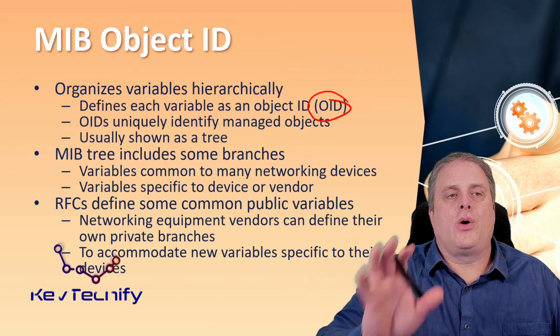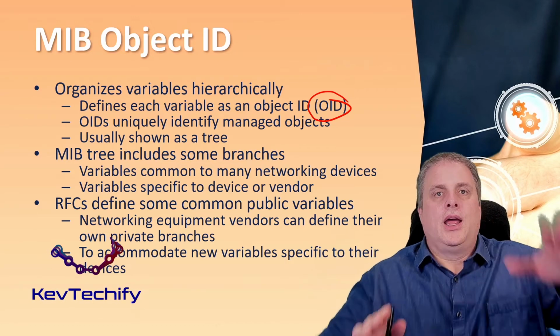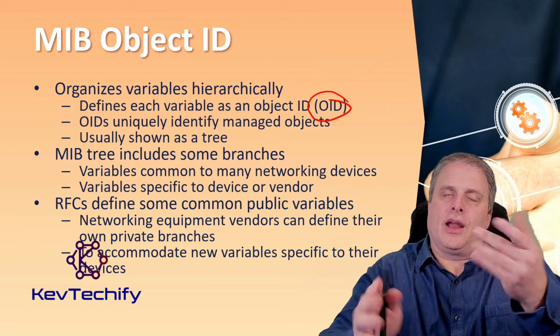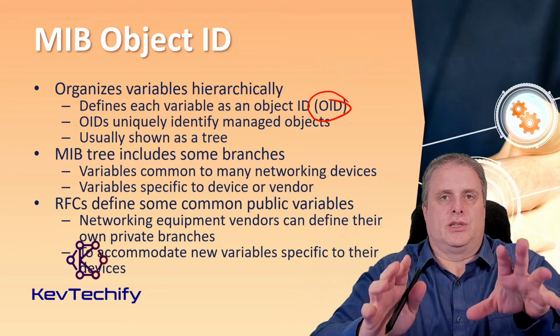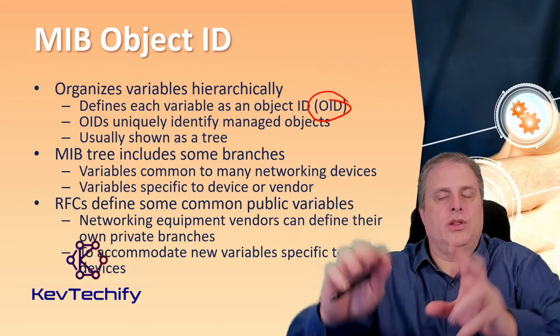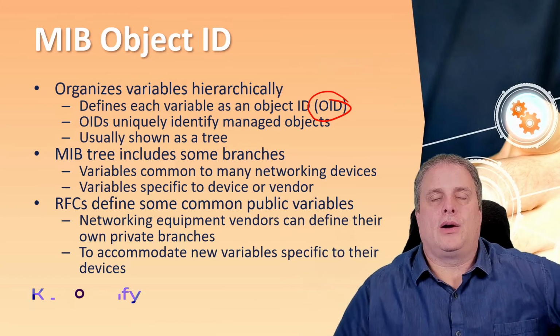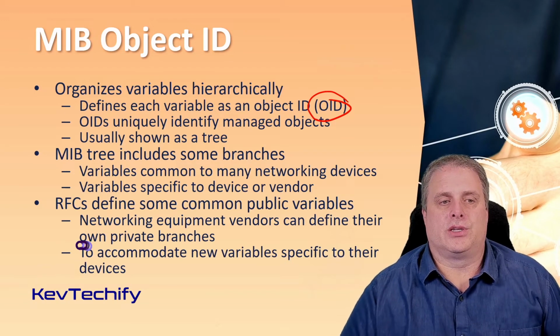We usually show all of these OIDs in a tree. And like a tree, or probably more accurately, a root system, we start at the top level and then you have several selections, and each one of those selections has more selections. So it gets bigger and bigger the more you go down the tree or the root system.